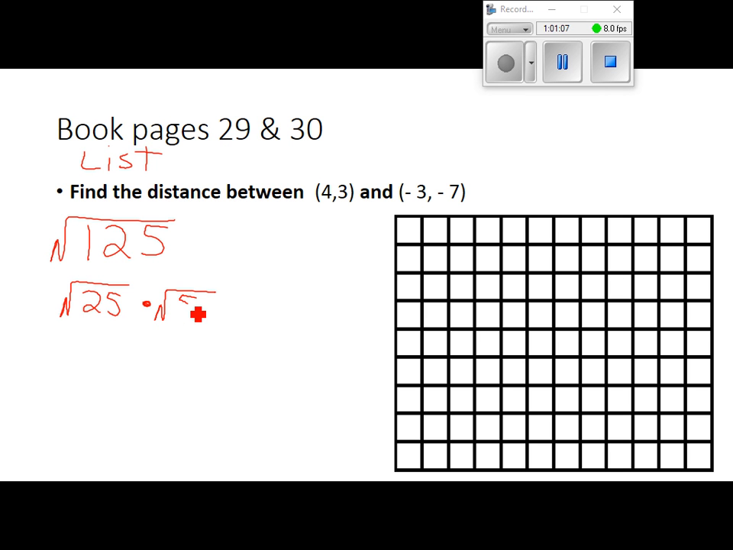So all you do is you split this apart into two separate square roots. Square root of 25 times the square root of 5. What is the square root of 25? That comes out from underneath the radical, out from underneath the square root. This stays underneath the square root because we can't do anything with it. 5 times the square root of 5.